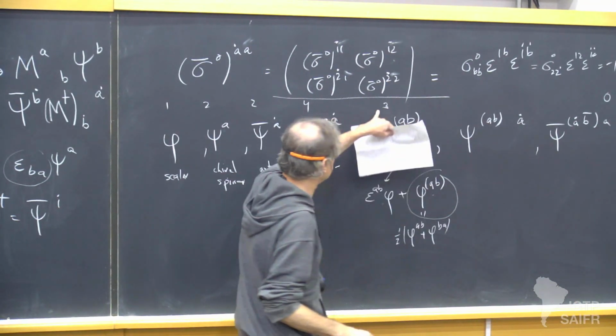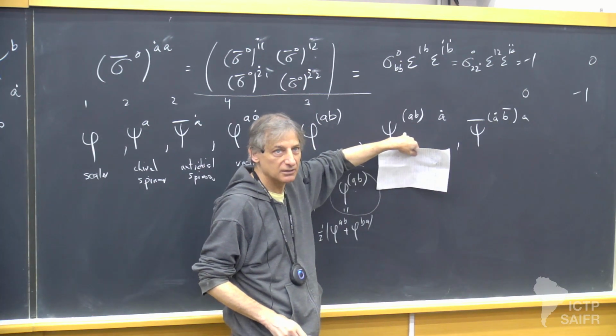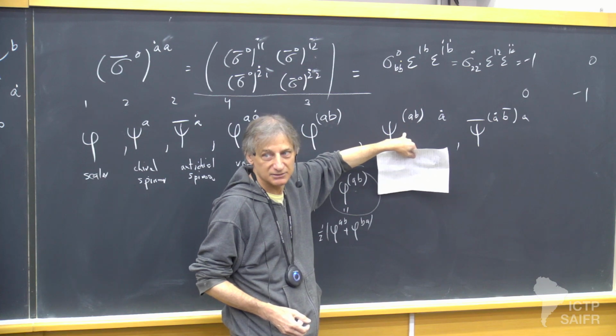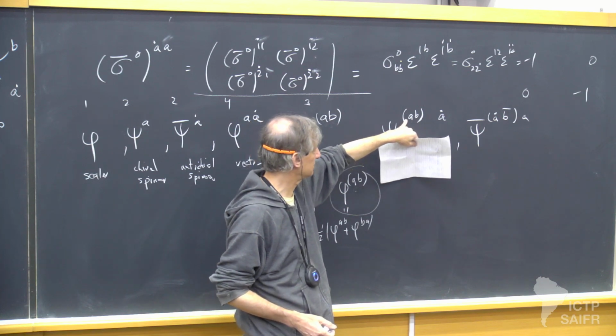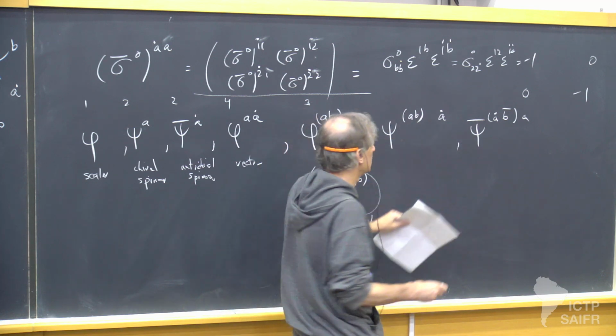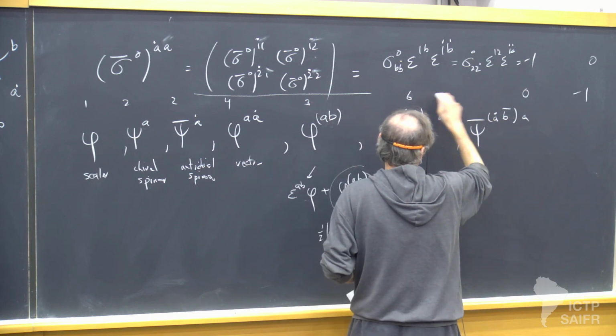So this has 3 degrees of freedom. How many degrees of freedom does this have? Somebody want to guess? So it has 6, because it's 3 from here, but then you have 2 of these, so this would have 6. And similarly, this would have 6, so this would be the complex conjugate of it.